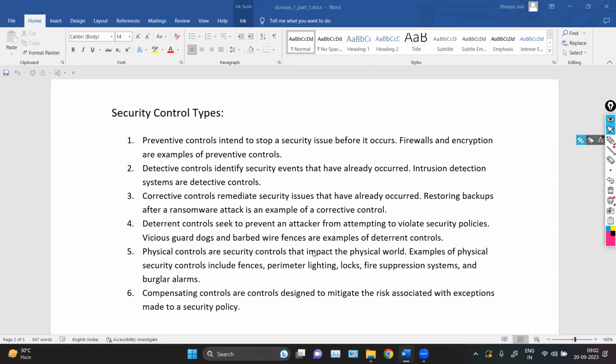Then we have physical controls. Physical controls are security controls that impact the physical world. For example, physical security controls like fences, CCTV cameras, perimeter lighting, locks, etc. For example, you are applying physical controls in your company, let's say there's a chance of an unauthorized user accessing or entering your premises.